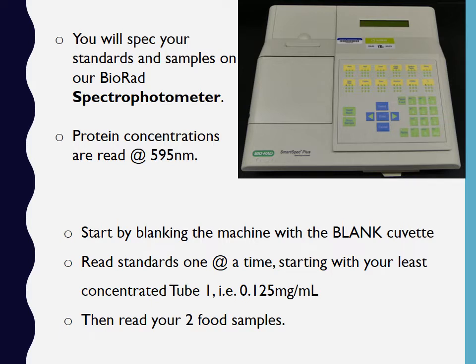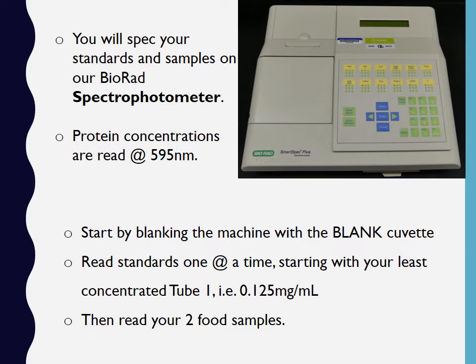And so this is an image of the spectrophotometer that we will be using in this course. So these are Bio-Rad SmartSpec Plus, and this is what we will be reading all of your samples in. Again, for protein concentrations, we want to read our light absorbance at 595 nanometers. And again, your laboratory instructors will help make sure that your spec is set up properly.